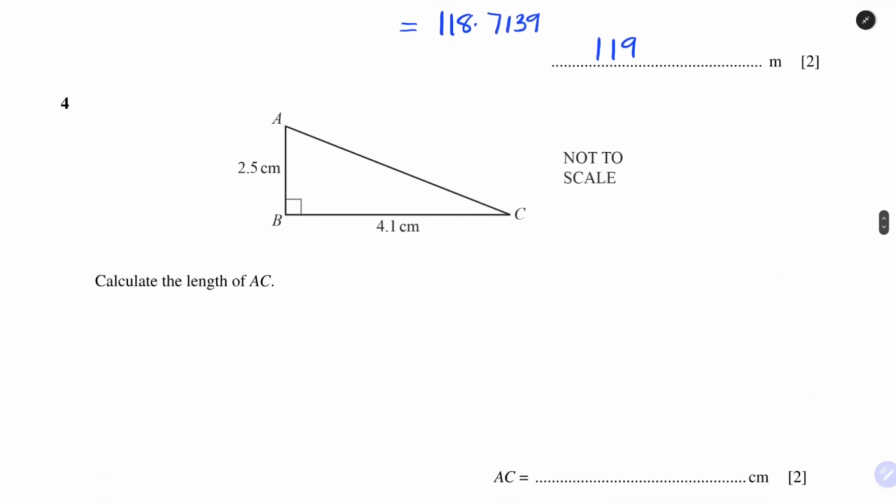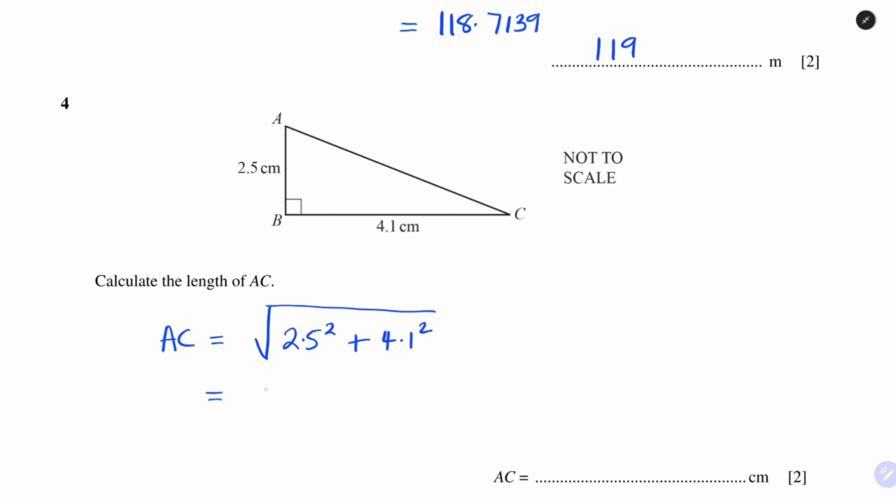On to the next question. We have here question number 4. We have been asked to calculate the length AC. Again, this is the length of the hypotenuse. So we just go straight and say AC will be given by the square root of 2.5 square plus 4.1 square. We've done several questions like this already, so we know this is where we should go straight up.